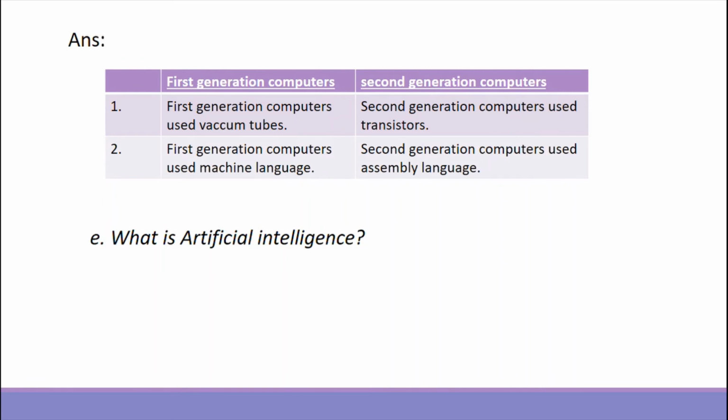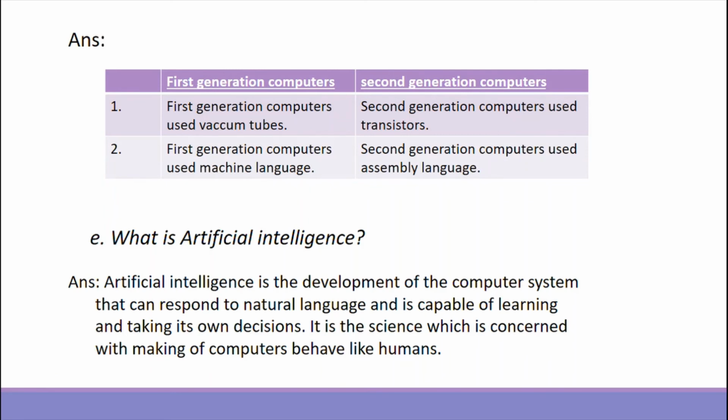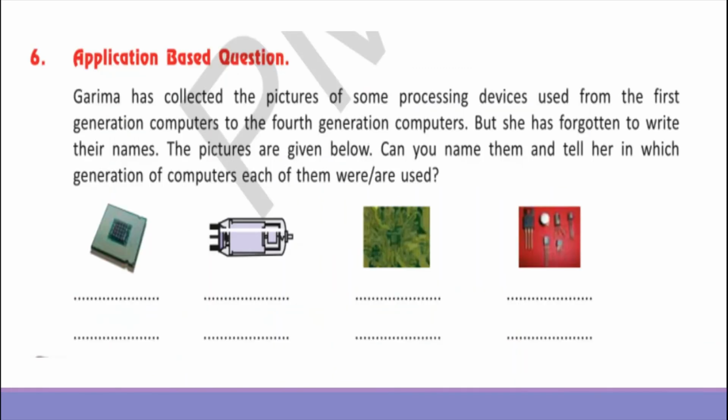See the last question. What is artificial intelligence? Artificial intelligence is the development of the computer system that can respond to natural language and is capable of learning and taking its own decisions. It is the science which is concerned with making computers behave like humans. So children, these were 5 questions and answers that you will write in your notebook. Now see this, exercise 6, application based question.